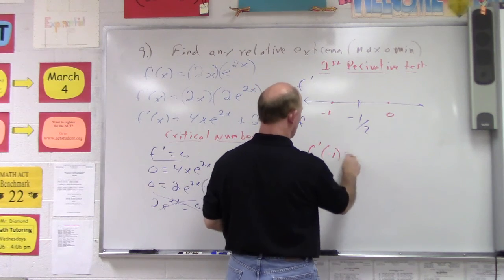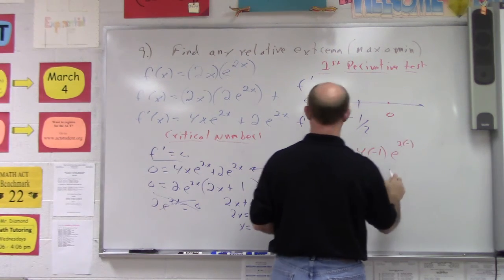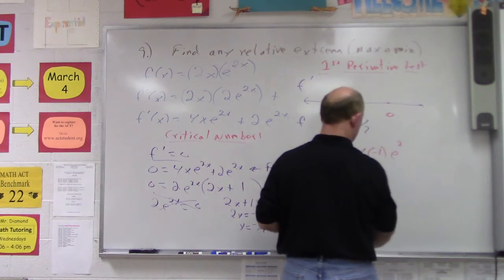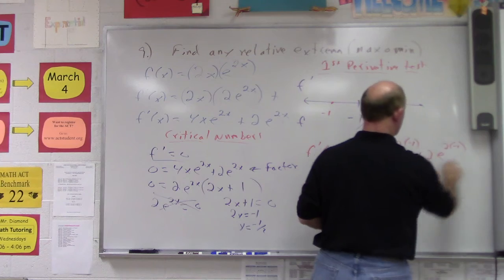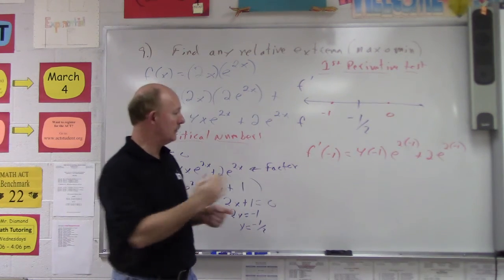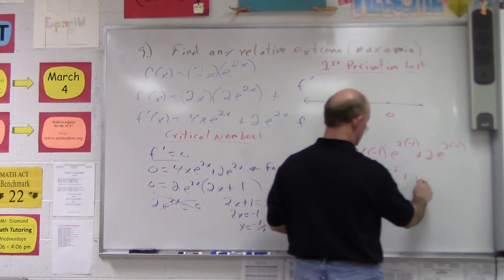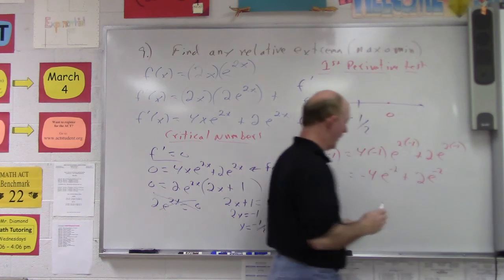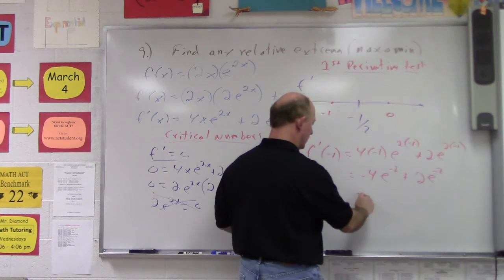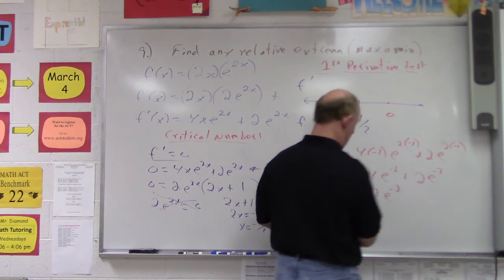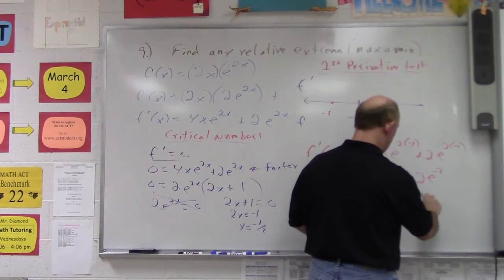So f prime at -1 would be 4 times -1 times e to the 2 times -1, plus 2e to the 2 times -1. So substitute -1 in for x, and let's see if we can simplify this now. This becomes -4e to the -2 power plus 2e to the -2 power. Well, we can combine these, which should give us -2e to the -2 power. Right, now since the 2 is negative here, this is going to be negative.